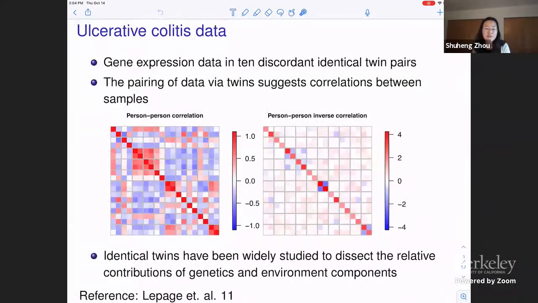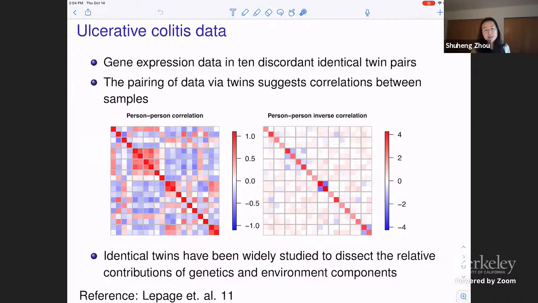So the motivation for this talk is from a gene expression data study, and the citation is given below, by LePage et al. In this study, they have some twin pairs. In their original study, they have both identical and non-identical twins, but we took the identical twins from the study. These are called discordant twin pairs, meaning one of the siblings has a particular disease called ulcerative colitis, and the other twin sibling is healthy.